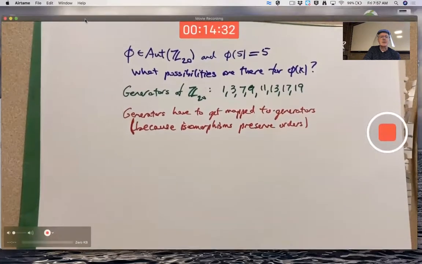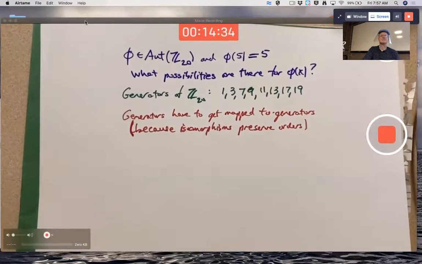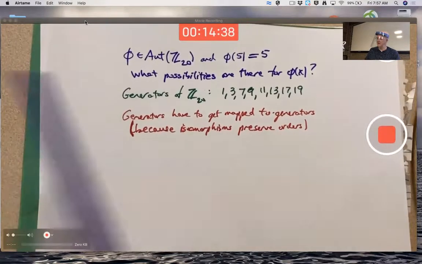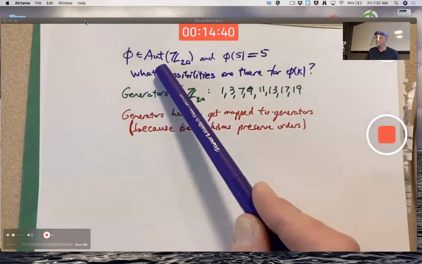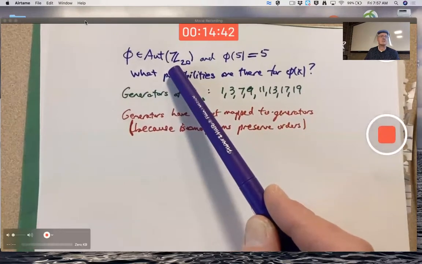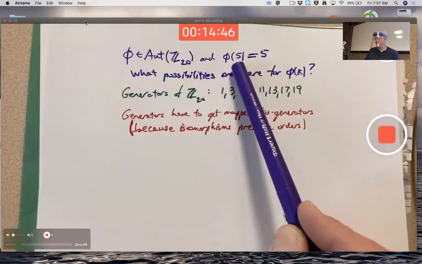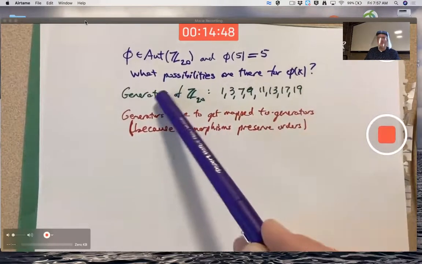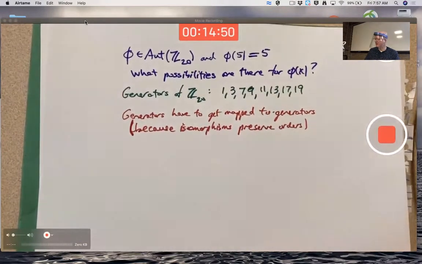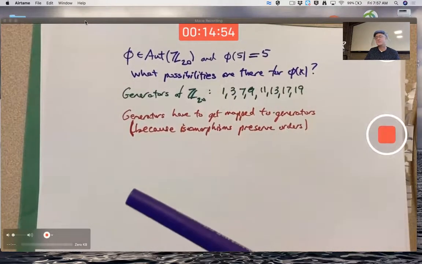All right, let's think about this together. So you've got an element that's an automorphism of Z20. So that's an isomorphism from Z20 to itself. And we're assuming that it maps 5 to itself. Question is, what are the possibilities for phi of x? And it is kind of an open-ended question. It doesn't say prove those are the only possibilities.